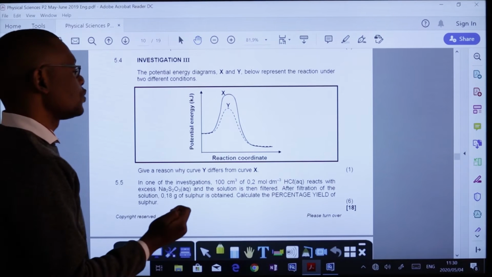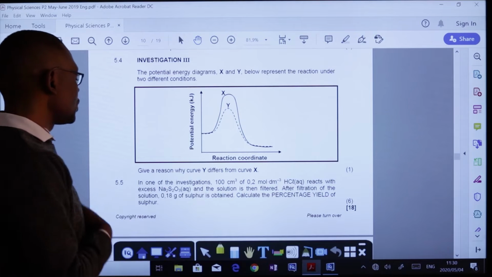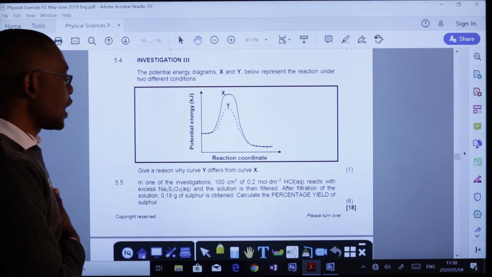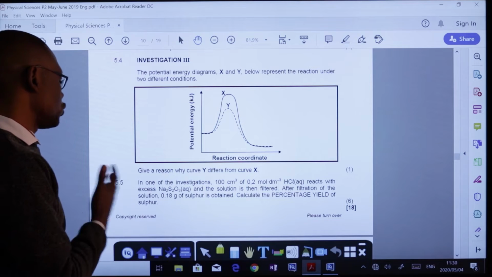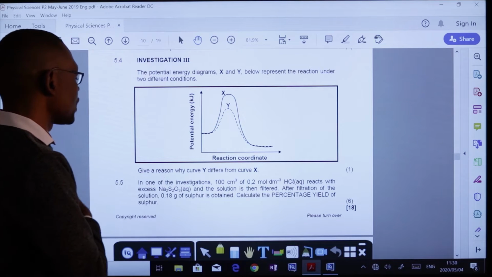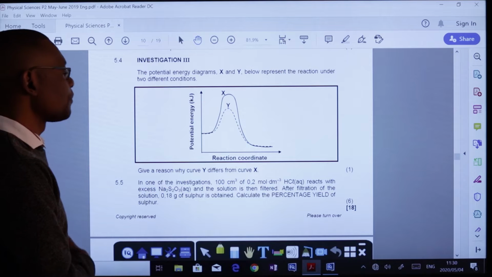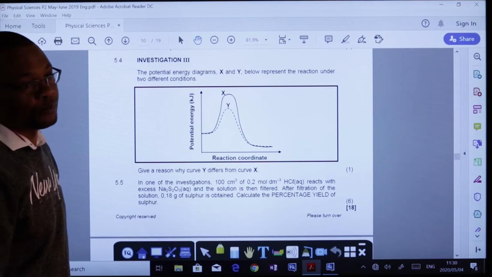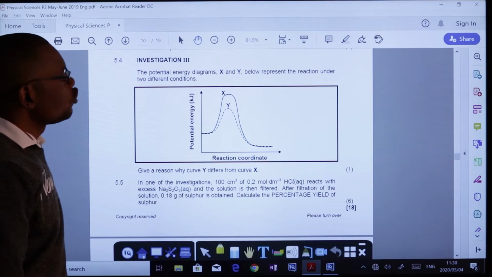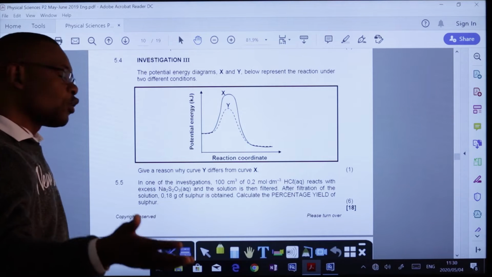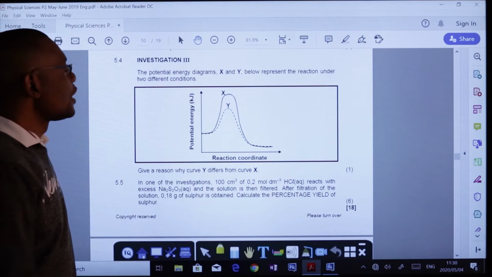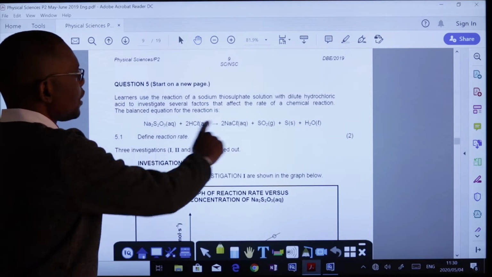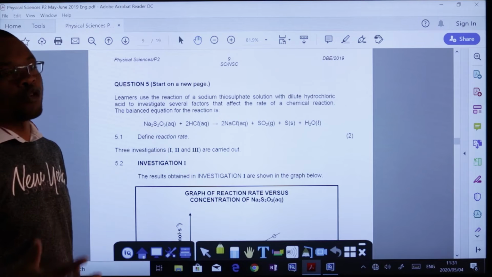Okay, so they say in one of the investigations, 100 cubic centimeters of 0.2 moles per dm cubed of hydrochloric acid in aqueous solution reacts with excess sodium thiosulfate, and the solution is then filtered. After filtration of the solution, 0.18 grams of sulfur is obtained. Calculate the percentage yield of sulfur. Boys and girls, this is a tricky question, but your understanding of stoichiometry, especially with specific reference to this balanced equation, should not give you any problems.